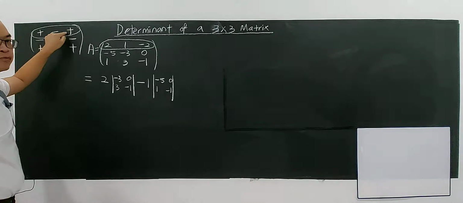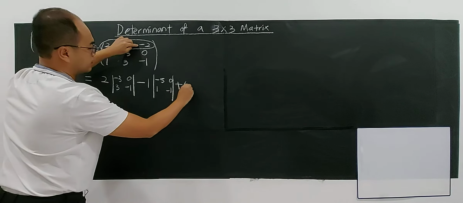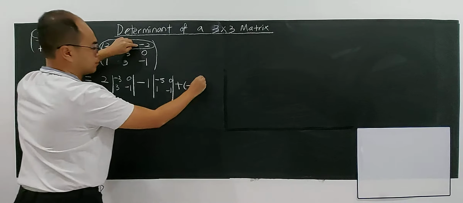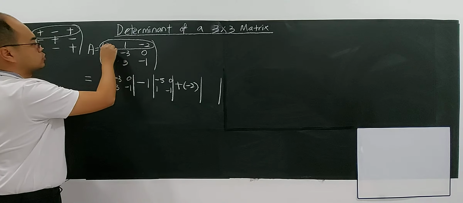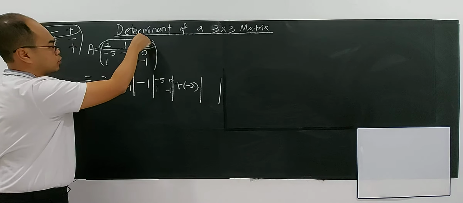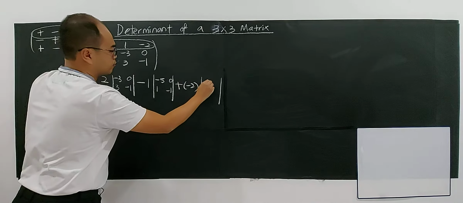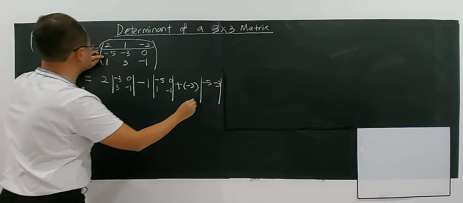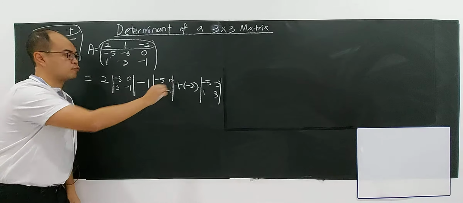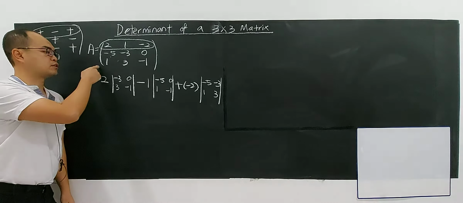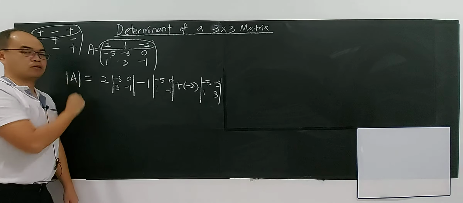Now go for this element here, negative 2. This is a positive location, so you put positive, and this is the negative 2, and you put the minor for negative 2. What is the minor for negative 2? You delete the row and column, then you have negative 5, negative 3, 1 and 3. This is how you find the determinant of A by expanding the cofactors.